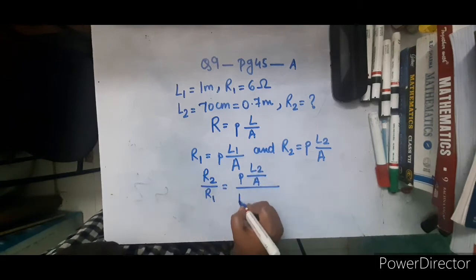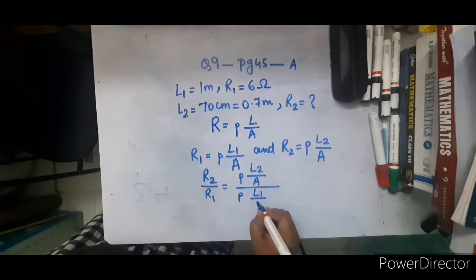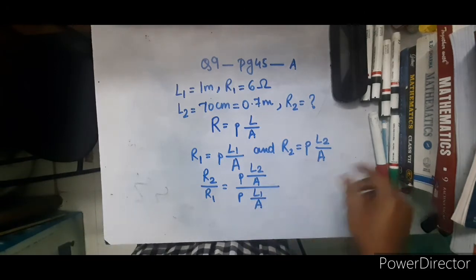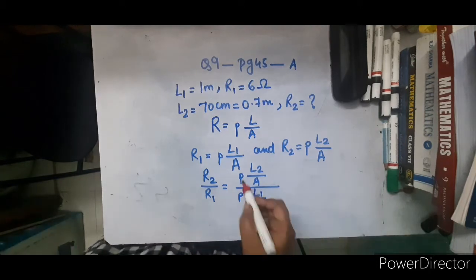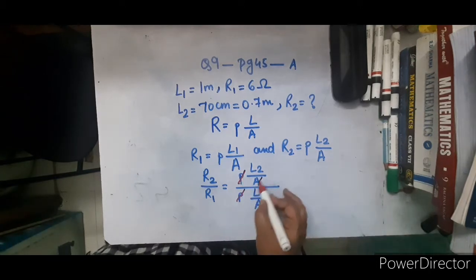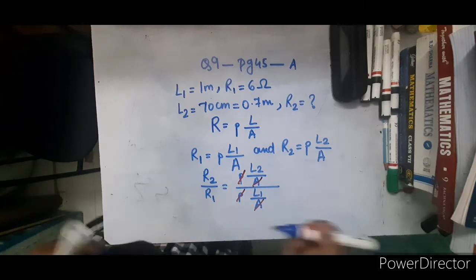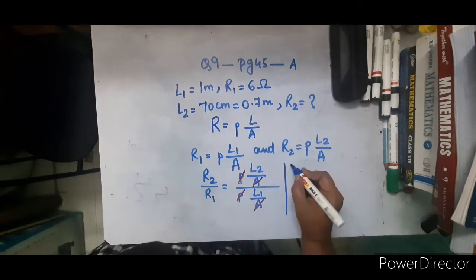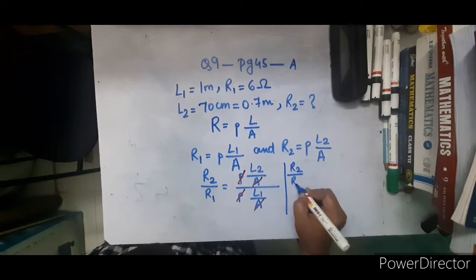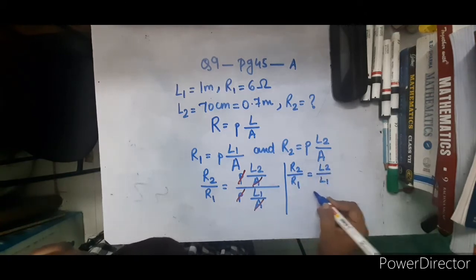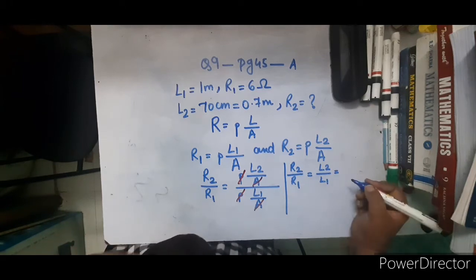And R1, by seeing the formula we have written in the previous statement. Whatever is similar, we can cancel. Here this A will get cancelled. So what is left here is R2 upon R1 is L2 upon L1. Now what is L2?